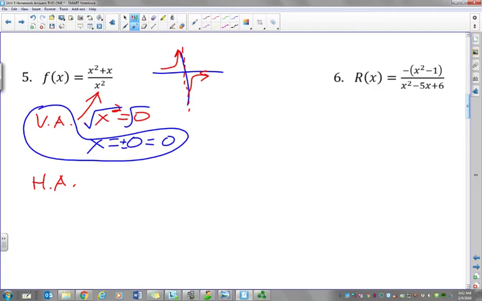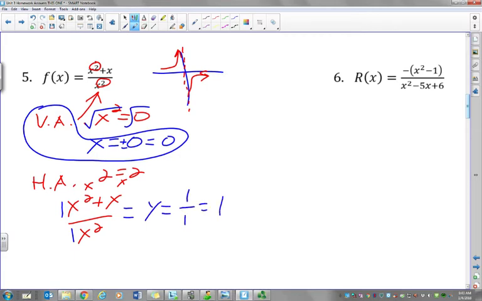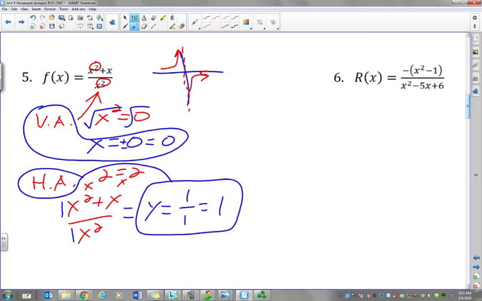Okay, so it's the powers. What do you guys think? Do they have the same powers, or does one have a greater power than the other? Is 2 equal to 2? Since 2 is equal to 2, x squared is equal to x squared. We're actually going to use the numbers that are in front, and they're invisible. What number is in front of x squared? Just a 1, an invisible 1. And so it's the top over the bottom. So y is equal to 1 over 1, or just 1. And so the horizontal asymptote is just y equals 1.